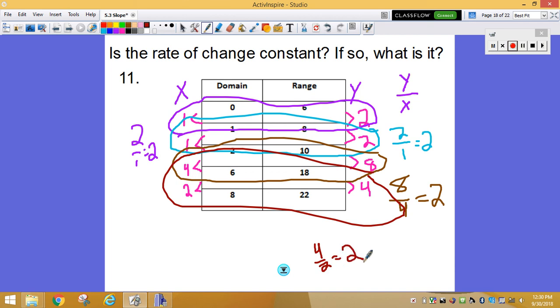So after I divided all of them, did I get the same answer? Yes. I got 2, I got 2, I got 2, I got 2. So is the rate of change constant? Yes. If so, what is it? It is 2. Okay? So let's recap, because I want to make sure we're not really confused.